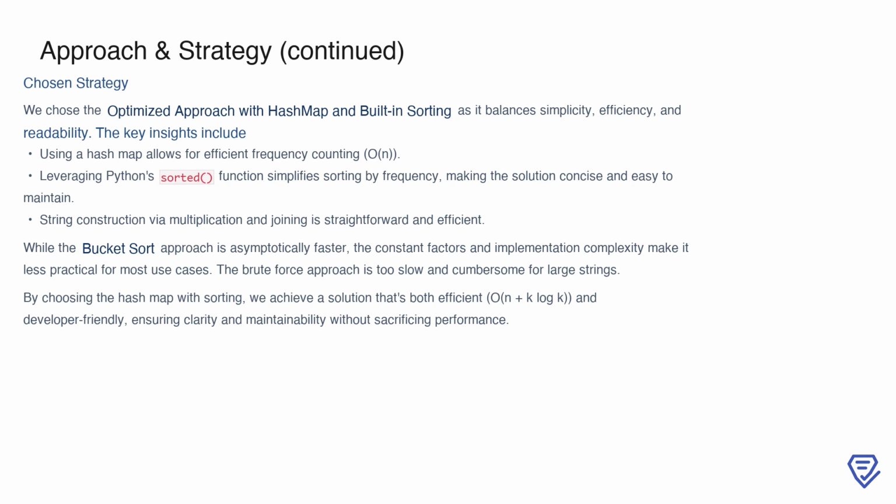While the bucket sort approach offers an optimal time complexity of O(n), its additional implementation complexity and less intuitive design make it less appealing. On the other hand, the brute force approach is far too slow and cumbersome for large strings. By choosing the hash map with sorting, we achieve a solution that is not only efficient but also clean, maintainable, and easy to understand, making it the best overall choice for this problem.